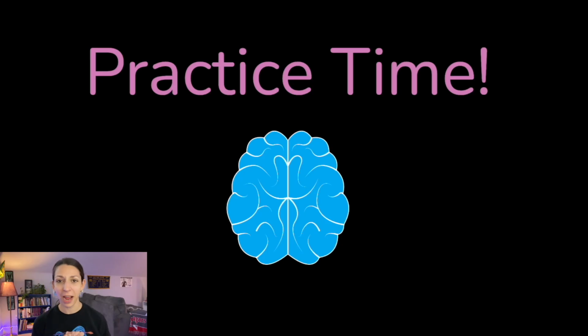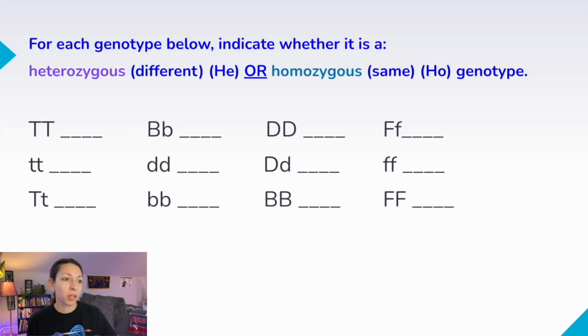All right, let's get into some practice. Today's practice is not multiple choice. It's going to be some fill in the blank. You might want to get some scratch paper out to work on those Punnett squares. Let's do it. All right, for each of the genotypes below, indicate whether it's heterozygous, meaning 2 different alleles, or homozygous, meaning 2 of the same alleles. Should be pretty easy. You can do it in your head or pause the video and do it on paper. Here we go.